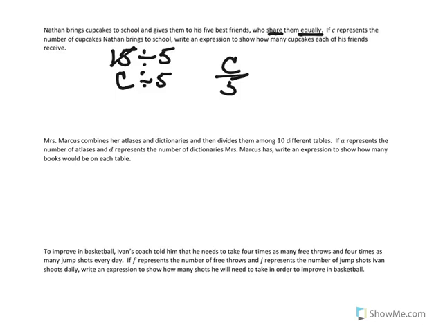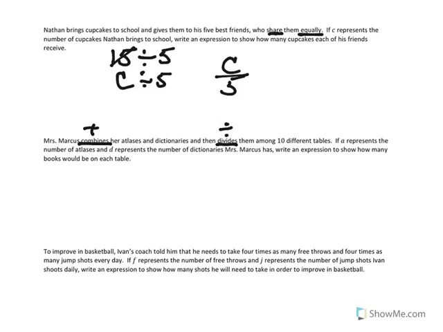Okay, next one. Mrs. Marcus combines her atlases and dictionaries and then divides them among 10 different tables. Oh, the key word there, divide. If A represents the number of atlases and D represents the number of dictionaries, oh wait, she combined them, that's our other keyword, that Mrs. Marcus has, write an expression to show how many books would be on each table. Okay, so we have to show the combination, which would be addition, and then dividing them, which we know is division.